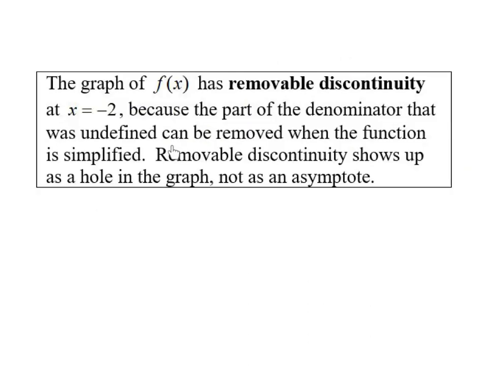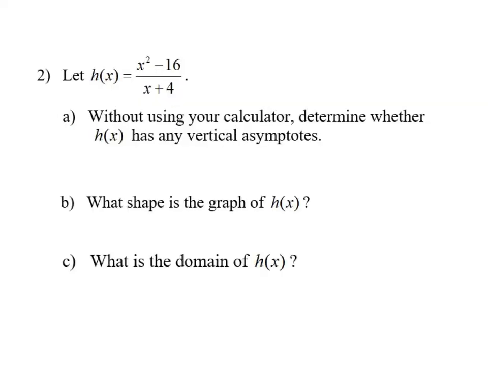Okay, so here we have removable discontinuity at x equal to -2, because the part of the denominator that was undefined can be removed when the function is simplified. Removable discontinuity does show up as a hole in the graph, not as an asymptote. So let's finish this video by taking a look at this example in number 2.